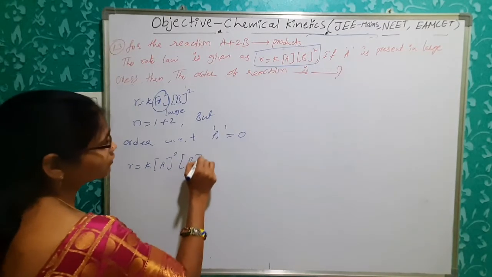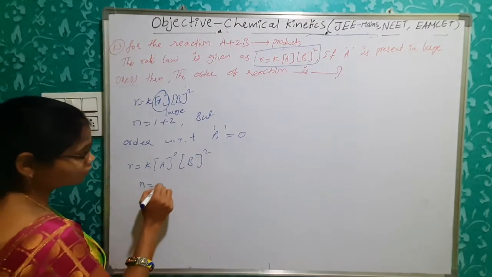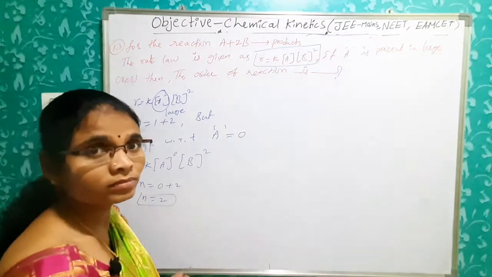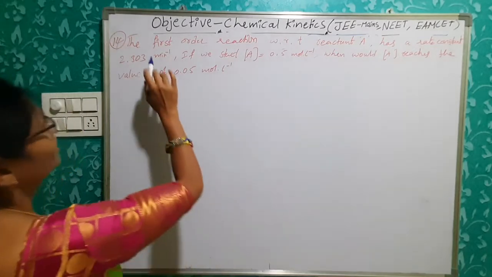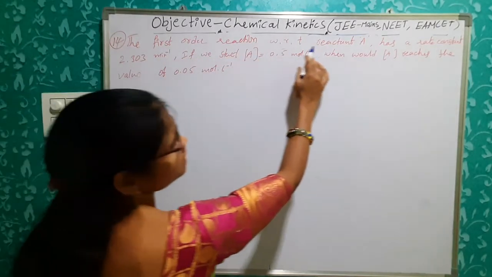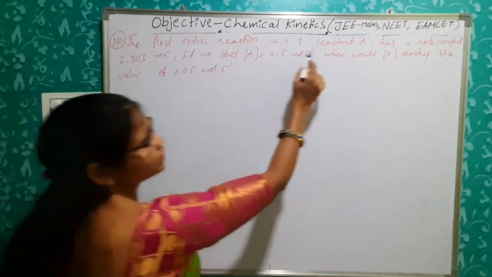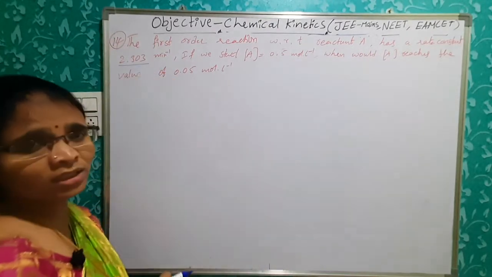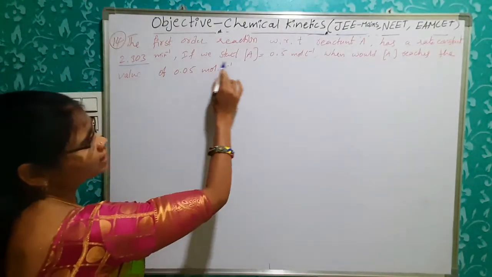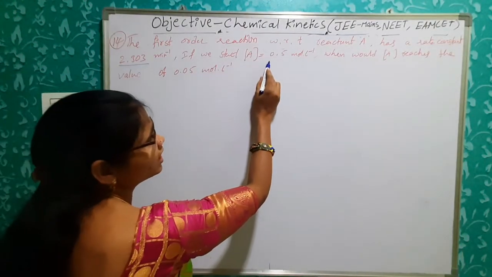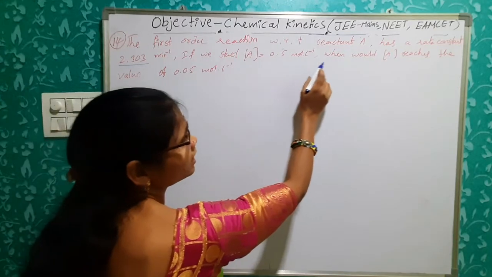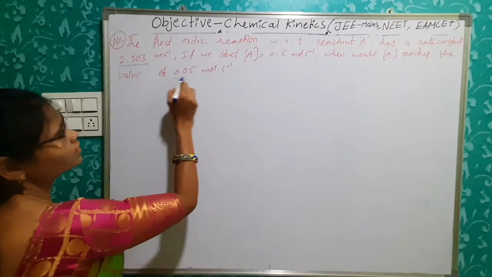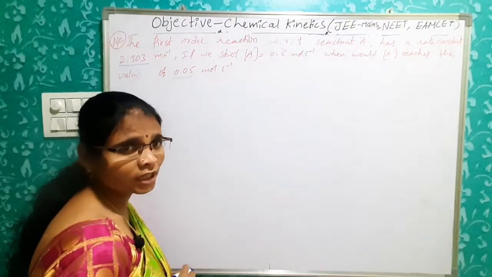Okay. So what is the final order here? N is equal to 0 plus 2, which is nothing but 2 only. Clear? Next, a first order reaction with respect to reactant A has a rate constant of 2.303 per minute. If we start with a concentration of A of 0.5 moles per liter, when would the concentration of A reach the value of 0.05? Got it?